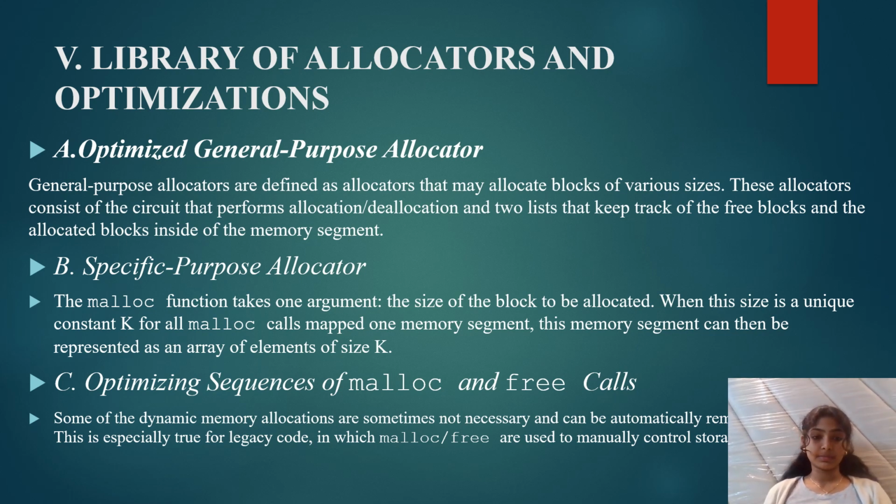Specific purpose allocator. The malloc function takes one argument, the size of the block to be allocated. When this size is a unique constant k for the malloc calls mapped to one memory segment, this memory segment can then be represented as an array of elements of size k.